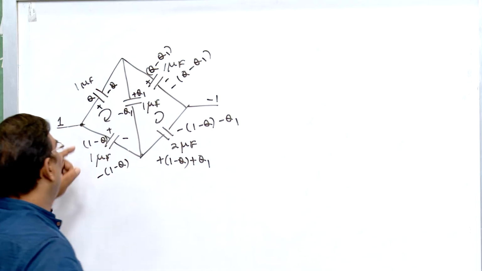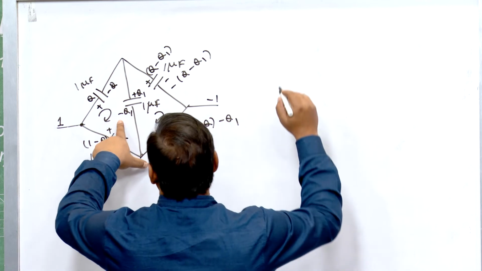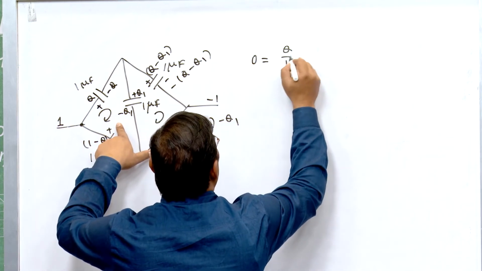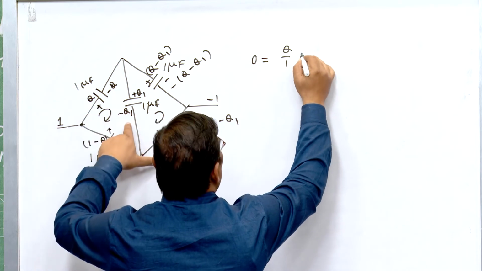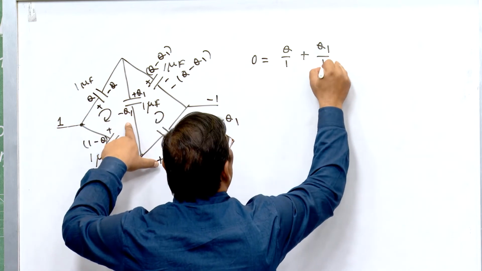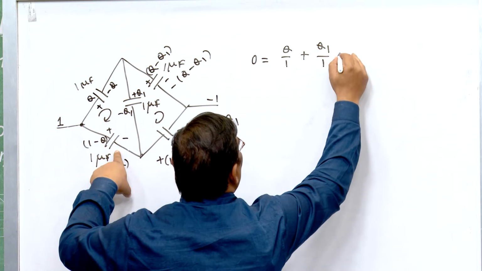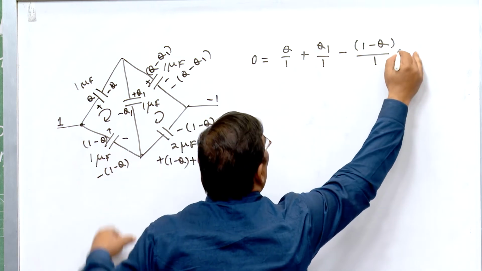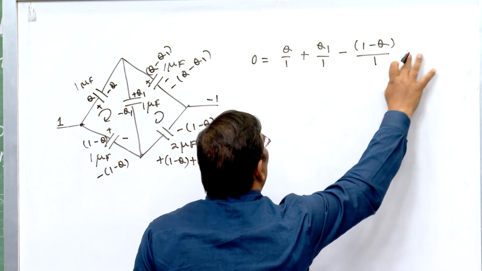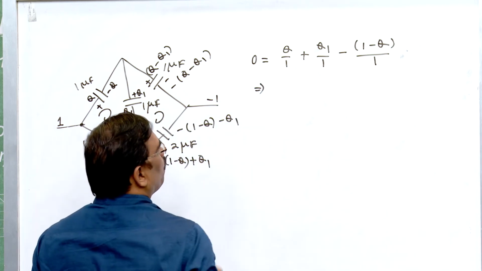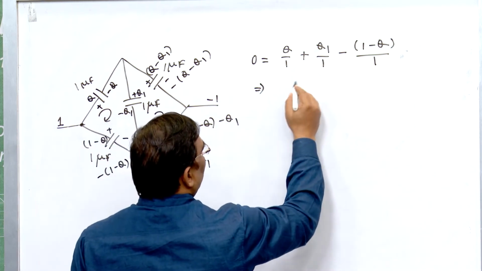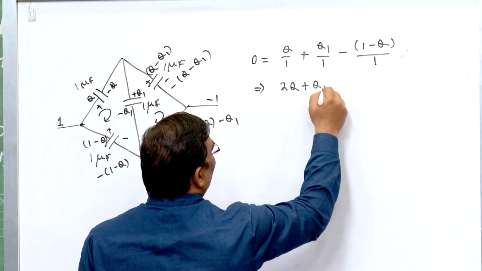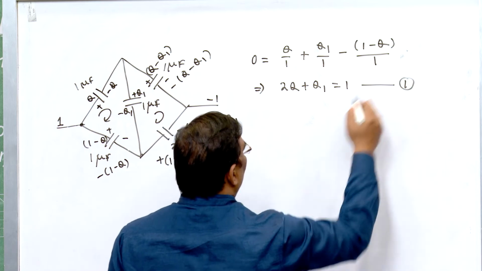In the first network, if I use Kirchhoff's law, it is 0 equal to Q divided by 1 plus Q1 divided by 1 minus (1 minus Q) divided by 1 equal to 0. So, this will give me 2Q plus Q1 equal to 1. This is my equation number 1.